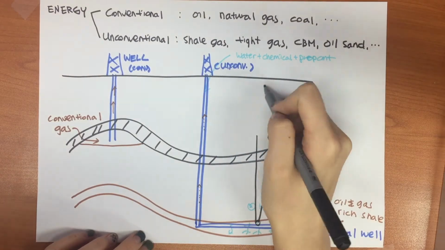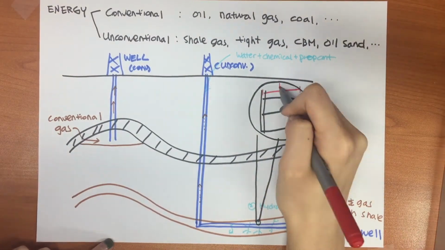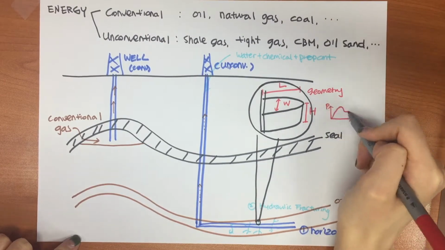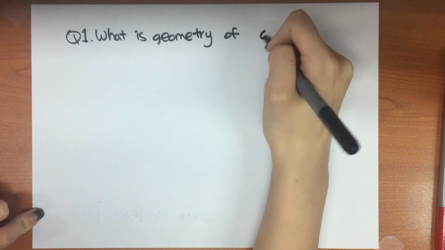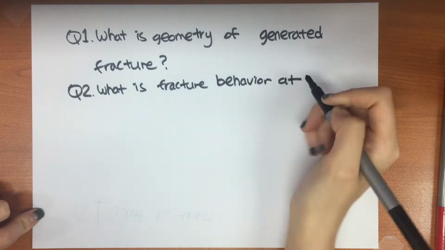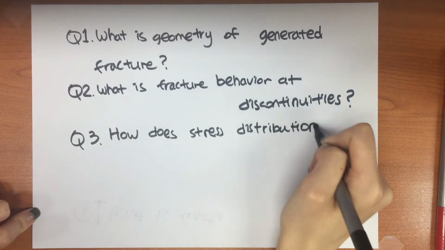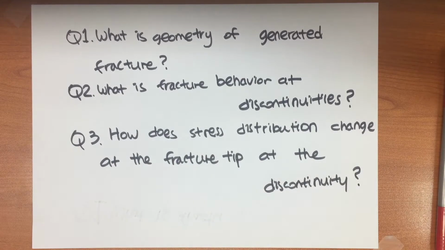The design of hydraulic fracture requires the geometry prediction of the induced fractures, and it was predicted by the pressure curve obtained from field. Thus, the hydraulic fracture propagation experiment was studied to get the answer of these three big questions. Question 1. What is the geometry of generated fracture? Question 2. What is the fracture behavior at discontinuities? And question 3. How does stress distribution change at the fracture tip at the discontinuity?